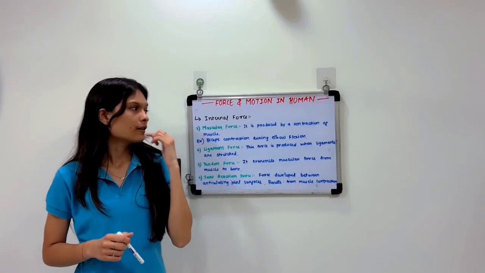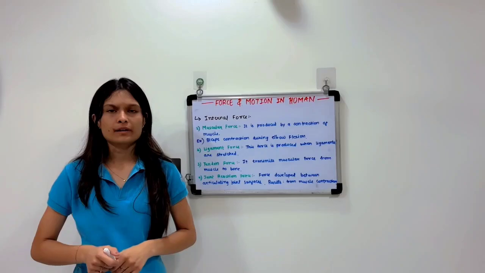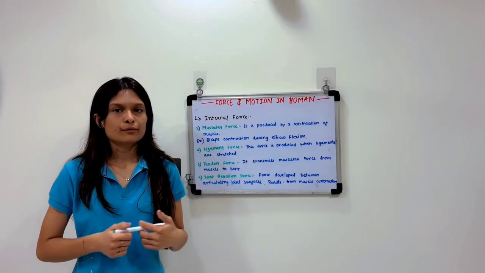It is produced by the contraction of muscles. Example, bicep contraction during elbow flexion. It is responsible for movement of the body.